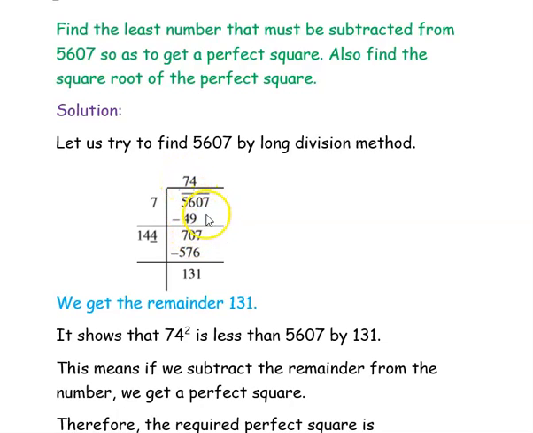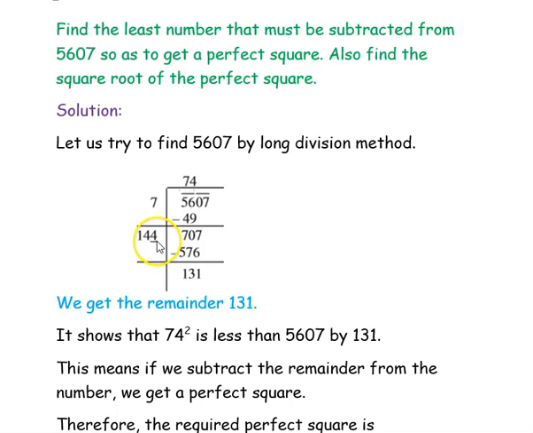The next step, I am going to bring down the next pair under the bar. So this becomes the new dividend, 707. In the next step, I am going to double this 7 and write it here. So 7 doubled is 14. I have written it with a dash.